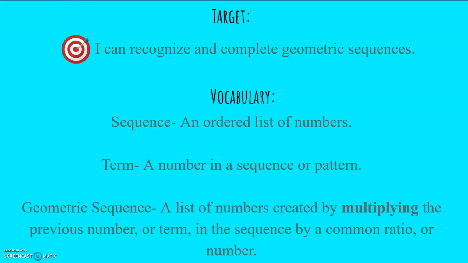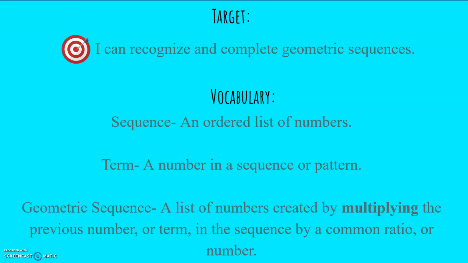One is sequence, which is an ordered list of numbers. A term is a number in a sequence or a pattern. You might recognize the vocabulary word term from when we were doing algebra, where a term was any part of an algebraic expression or equation. For example, in 3x plus 2, both 3x and 2 are terms in that expression. Similar here, a term is a number in a sequence or pattern.